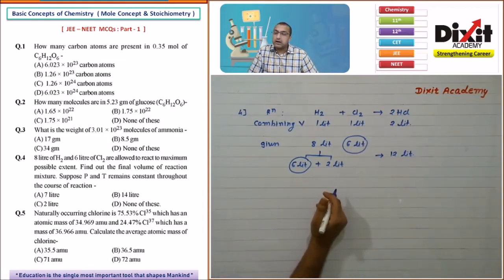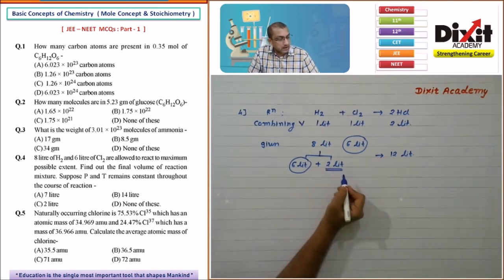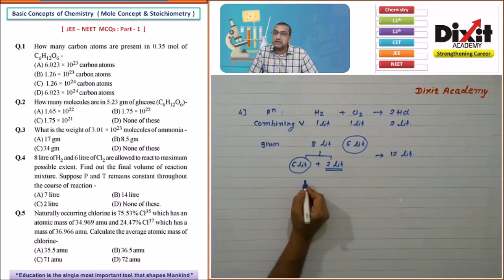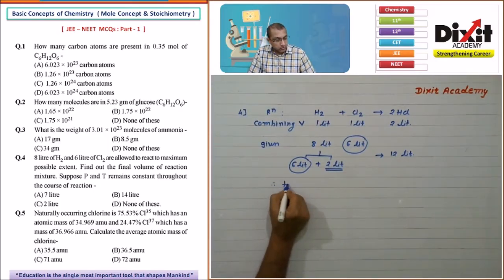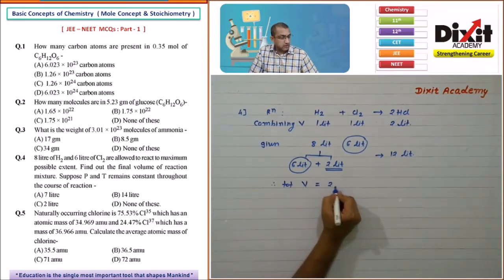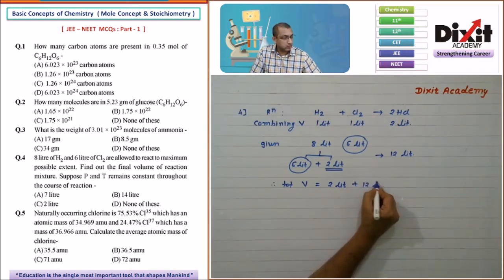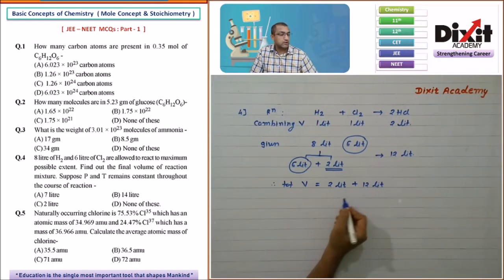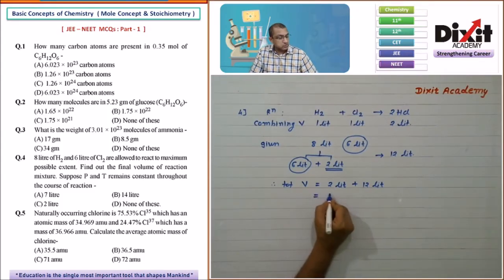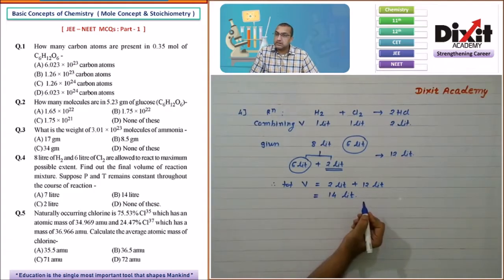Here chlorine will act as limiting reagent as it has been totally consumed, and hydrogen, after the reaction, will act as an excess reagent. Therefore, total volume after the reaction: 2 liters of hydrogen remained unreacted plus 12 liters of HCl formed at the end of reaction. So total volume is 14 liters at the end of reaction. Option is B.